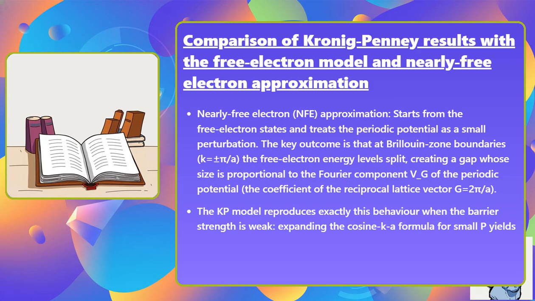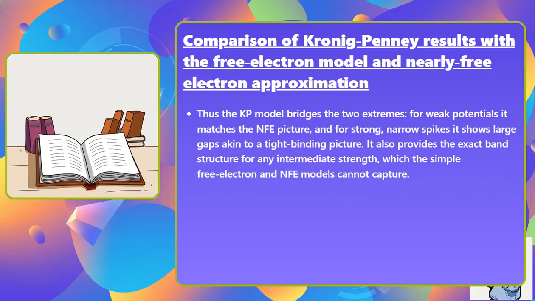The Kronig-Penney model reproduces exactly this behavior when the barrier strength is weak. Expanding the cos(ka) formula for small P yields ΔE_g approximately equals 2 times the absolute value of V_g, equals 2mP over ħ². Thus the Kronig-Penney model bridges the two extremes.